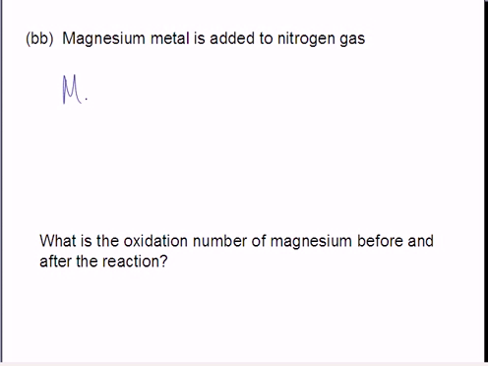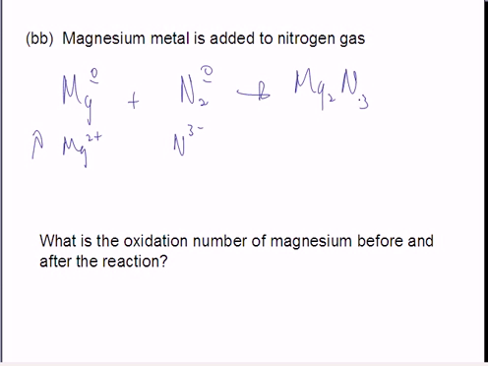Magnesium metal, Mg0, is added to nitrogen gas, N2, 0. It's really important you put that 0. It really helps you keep track of things. So you've got two elements: one's going to go up in charge, Mg2+, and nitrogen is going to go down in charge, N3-. Charge switchy. Balance it out: 2, 2, 2, 3. So I'm going to put a 2 here, put a 3 here. It's going to change to a 4.